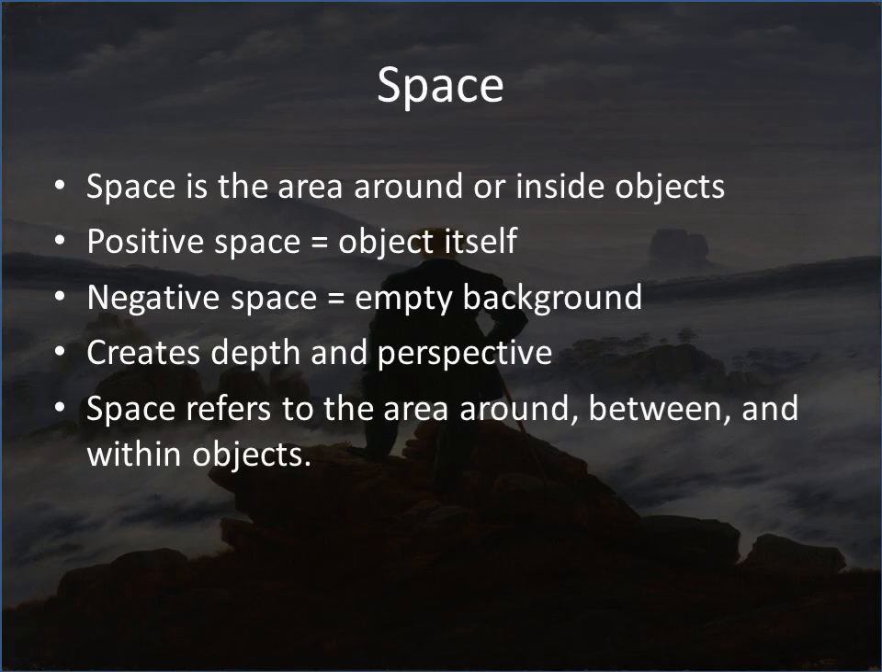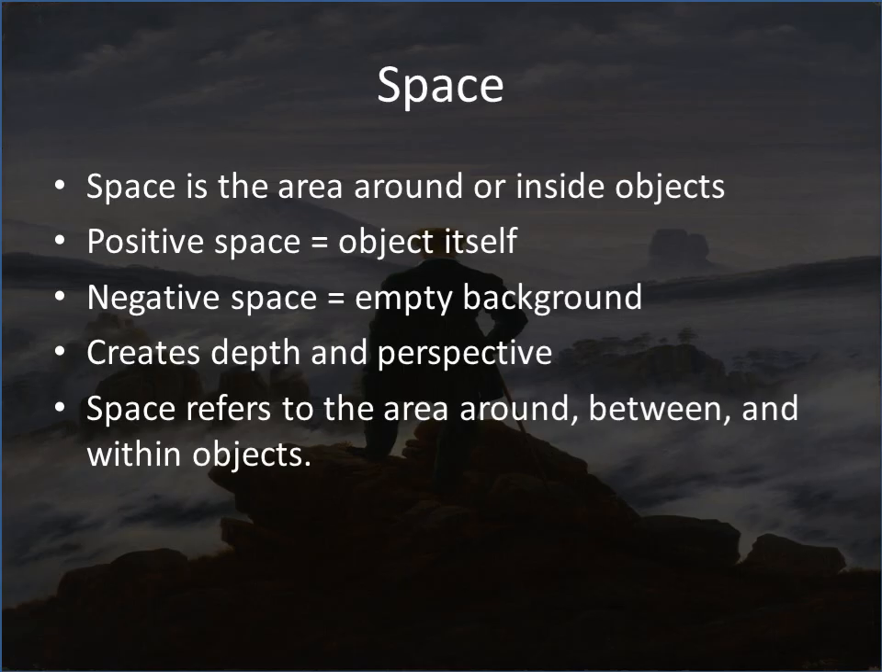Then we have space. What is space? Space is the area around or inside objects. I want to repeat again. Space is the area around or inside objects. So we have 2 types of space. We have the positive space, that is the object inside, and we have the negative space, that is the empty background. It creates depth and perspective.